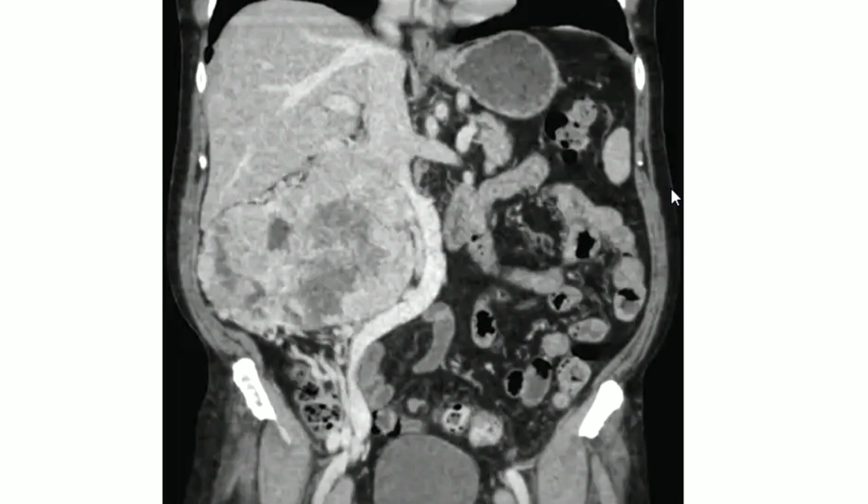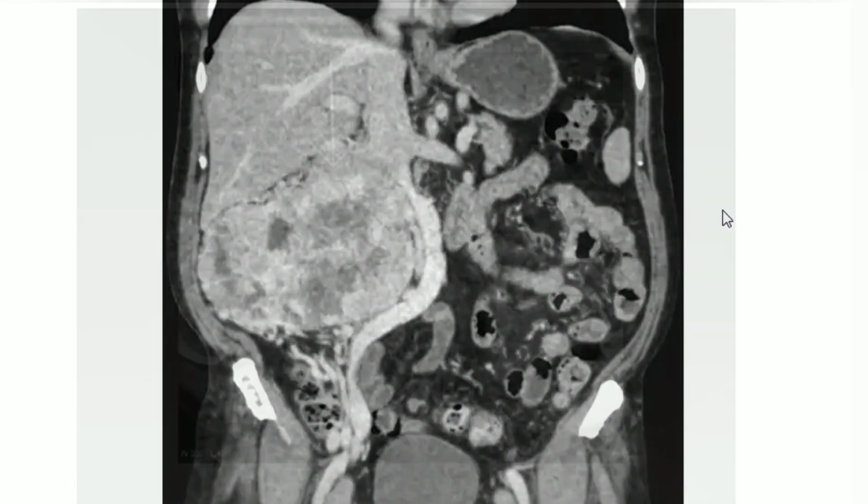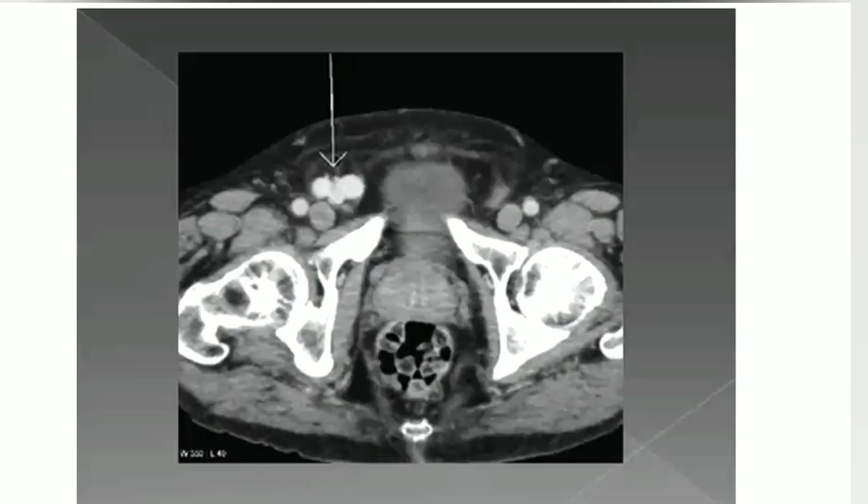So most likely it could be the heterogeneous mass in this area, the expected location of the right kidney. So the differential: it is an adult patient, so most likely RCC. Well done. So in this image, we have multiple enhancing rounded structures.